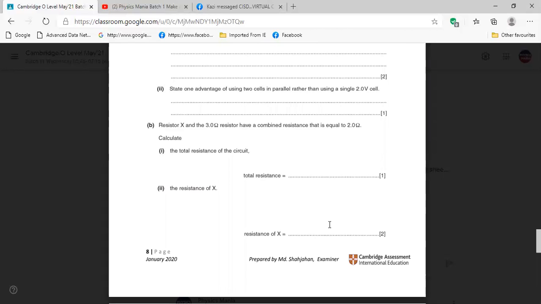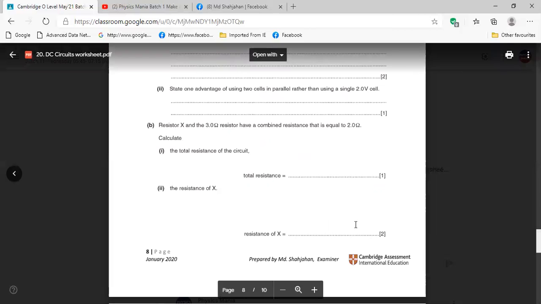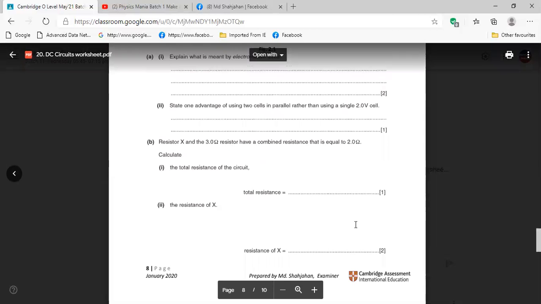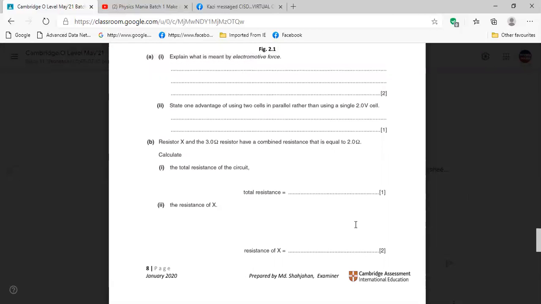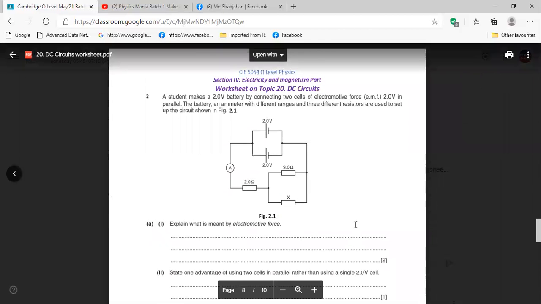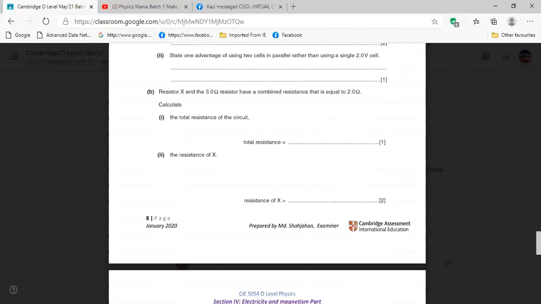Resistor X and a 3 ohm resistor have a combined resistance that is equal to 2 ohm. Calculate the total resistance of the circuit. Sir, 4 ohm. Let us check. They are saying resistor X and the 3 ohm resistor have a combined resistance that is equal to 2 ohms. Yeah, 2 ohms, 2 ohms, 4 ohms. Yes.